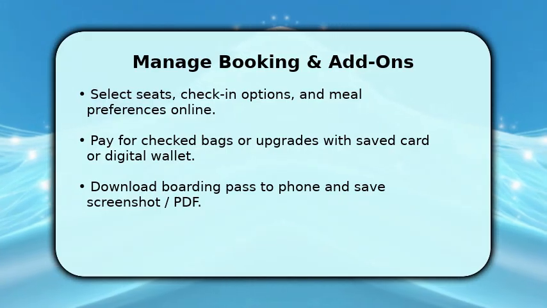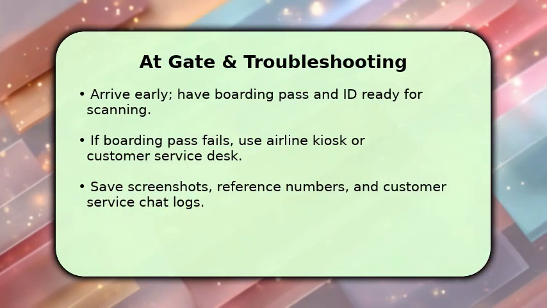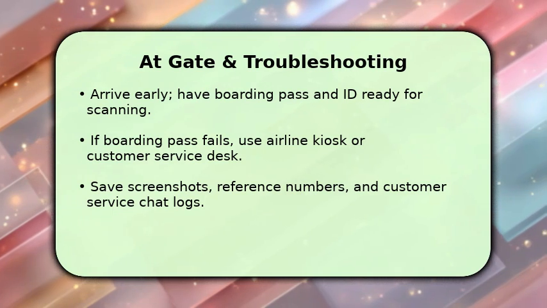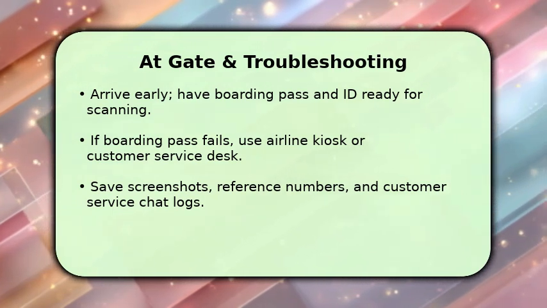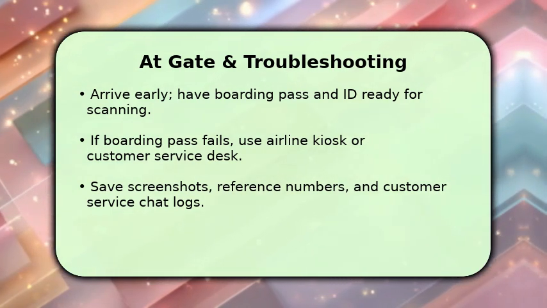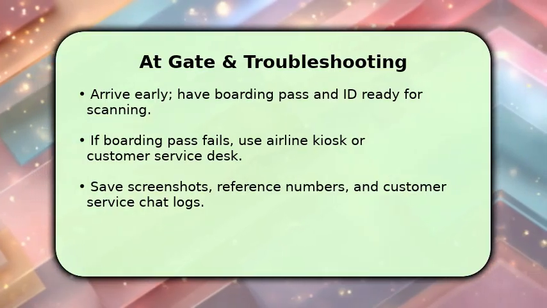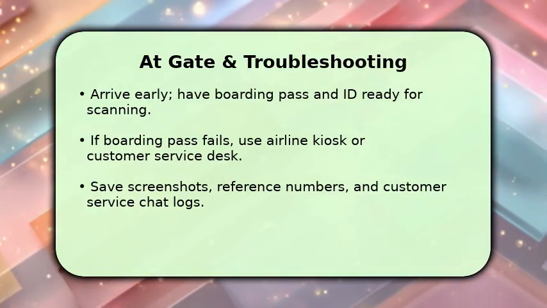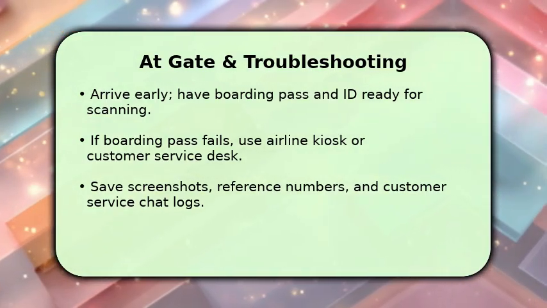Finally, arrive at the airport with boarding pass and ID easily accessible. You'll speed through security and gate checks by having them ready. If the airline app won't display your pass, go to a self-service kiosk or the airline desk and use your booking reference to reprint it.